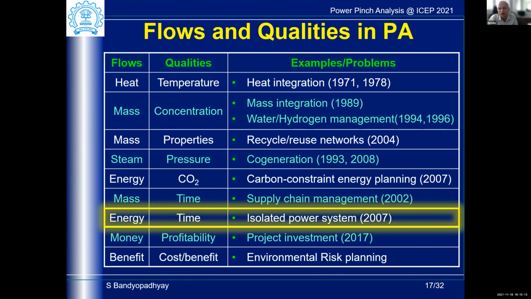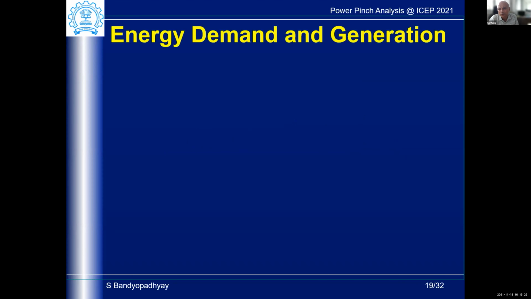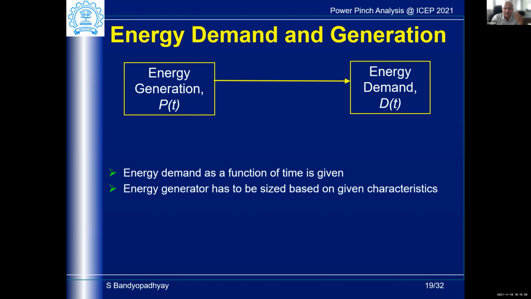However, today we are going to talk for another 5 to 10 minutes about energy as a flow and time as a quality, which is the power pinch analysis concept. So renewable energy systems or power pinch analysis was proposed from this idea. The basic thing is we are given an energy demand, which is a function of time. And we have to design an energy generation system such that we know the characteristics. It can be photovoltaic, wind, or a combination of them.